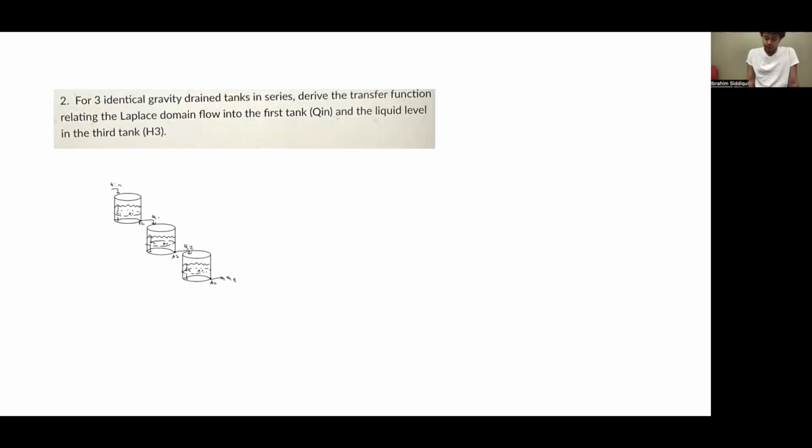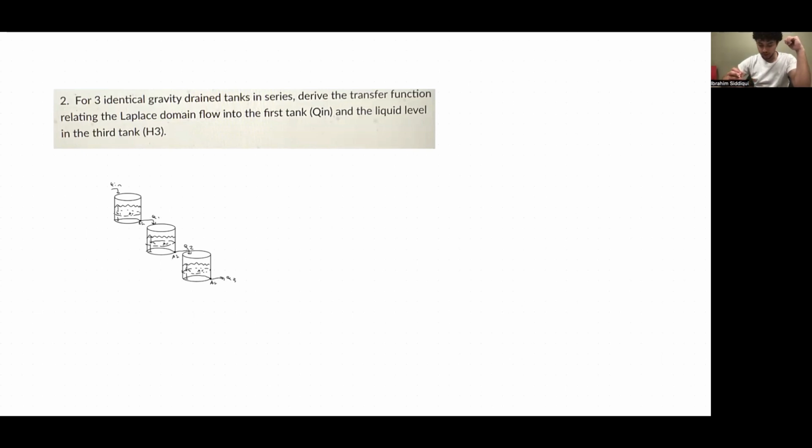All right, so finishing out part A of this homework. This is the second part. So for this, we're looking at three identical gravity drain tanks in series. We're going to be deriving the transfer function relating the Laplace domain flow into the first tank, Qn, and the third tank, H3.